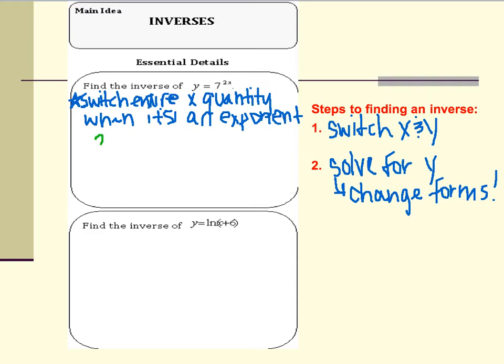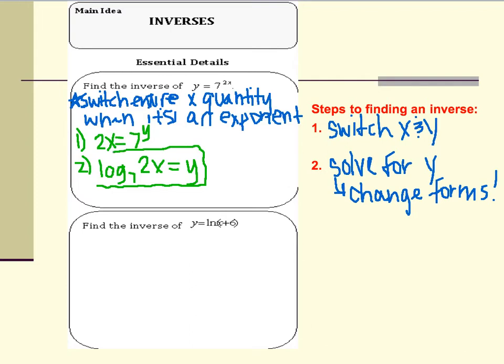So in place of y, I'm going to write 2x equals, I'm going to keep my 7 in the same spot, and my exponent now becomes y. So I switched the 2x and the y. So now we want to change our forms here. I did my first step there. Now let's do our second step. So it's going to be log base 7 of 2x equals y. Y is all alone, so this is my final answer right here. Okay, I found the inverse.